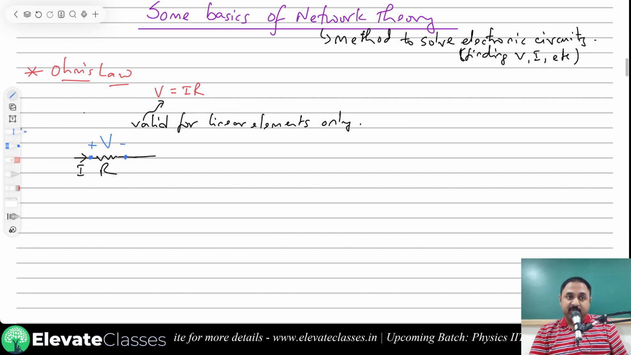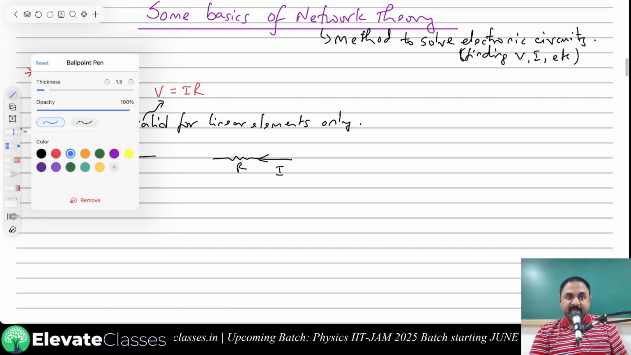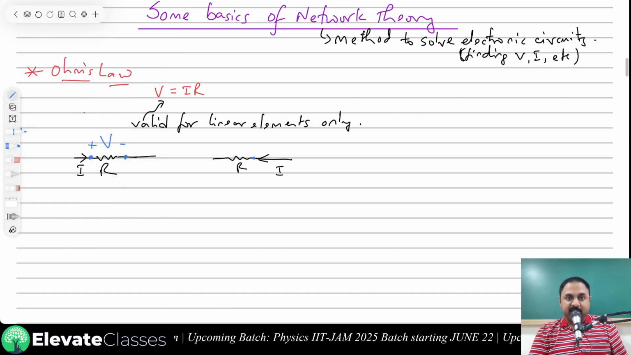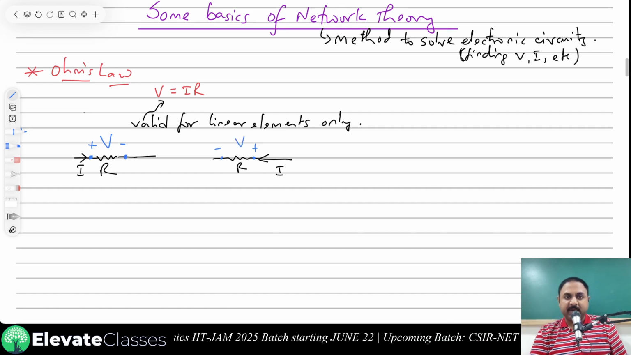Similarly, if I were to have the current in the other direction, that means I again take a resistor and now the current is flowing this way. Now what this convention tells me is, this will be considered as the positive end, this will be considered as the negative end, and this is the voltage across. And what is the voltage given by? Voltage is given by Ohm's law. Very fairly basic, fairly simple. V is equal to IR.